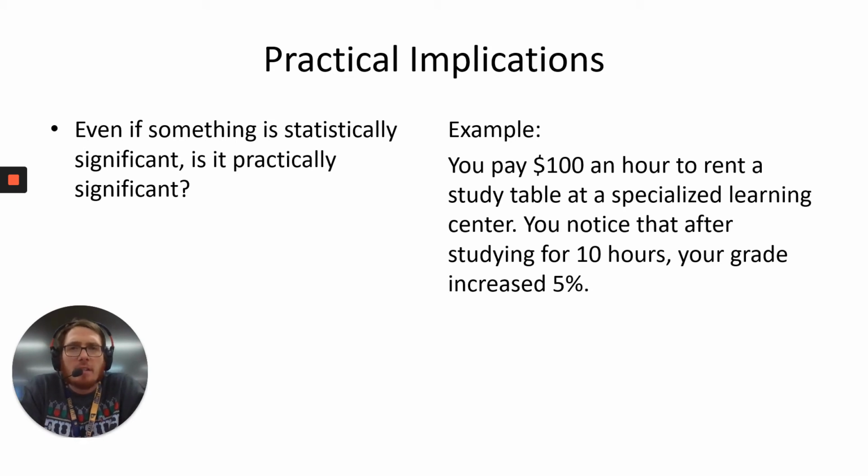Even if something is statistically significant, there's also practical significance, or the implications. Does it even matter if that were to occur? So, for example, if I paid $100 an hour to rent a study table at a specialized learning center, okay, that's all nice and it's quiet. Think of it like a library, but there's people kind of pouring into you and helping you and all these things, and you pay for that for 10 hours. Okay, so $1,000, and your grade increased 5%. Now, maybe that is statistically significant depending on the situation. That being said, well, what if you just were self-disciplined and studied for 10 hours?